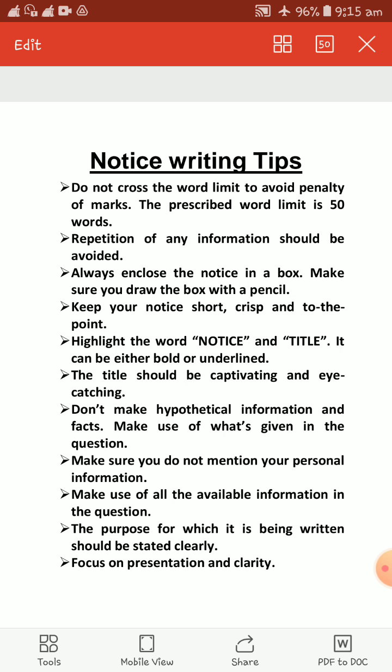First important thing is that you do not cross the 50 word limit. Your notice should be within 50 words. If you cross that 50 word limit, then obviously you have to face some penalty.